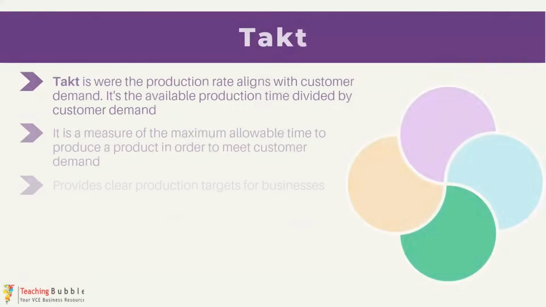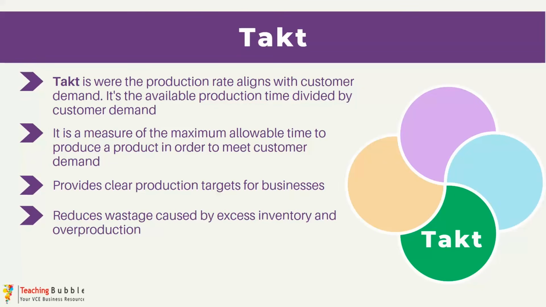Next, we have Takt. And so that's the rate of production aligning with customer demand. The term Takt is derived from the German term meaning pulse or rhythm. So it's really the heartbeat of how quickly products are being produced. So it ensures that the production is keeping pace with demand, measuring that maximum allowable time to produce each product in order to meet that customer demand.